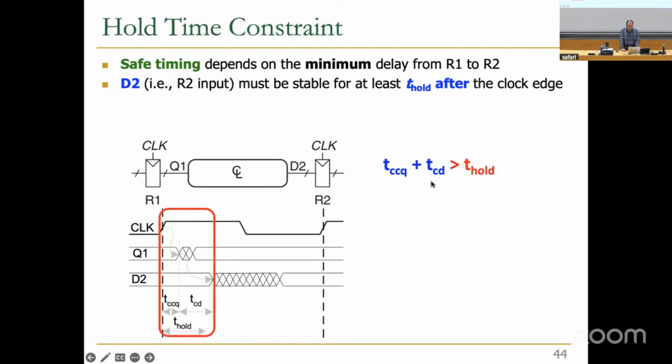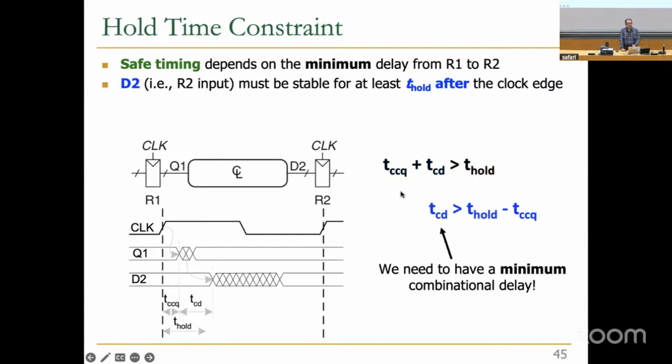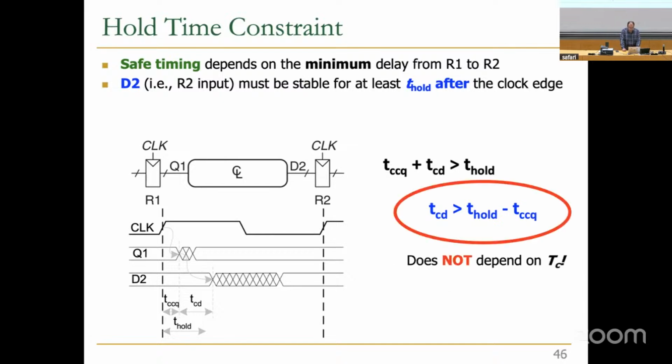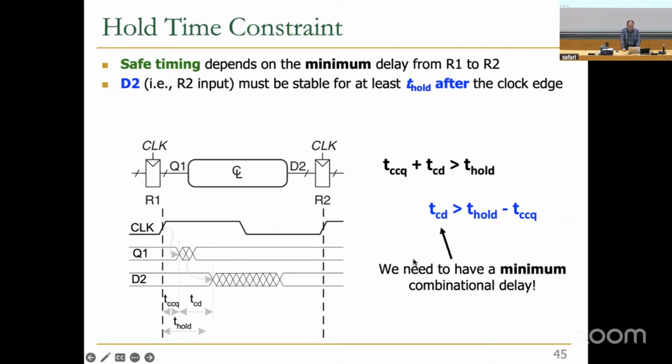And you can see that this equation has nothing to do with the clock cycle. That's why if you have a hold time violation, you cannot fix it by changing the clock cycle. As I said, with setup time, if it is violated, you can just reduce the clock frequency. But for hold time, sometimes you need to actually change your circuit, and we're going to see in an example how we can do that. So the contamination delay of your combinational circuit should be greater than the hold time minus the contamination delay of your flip-flop clock to Q.